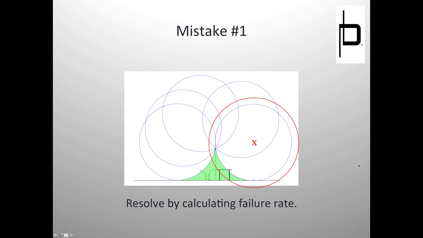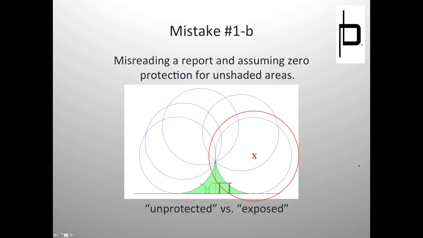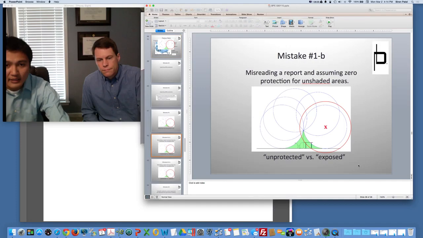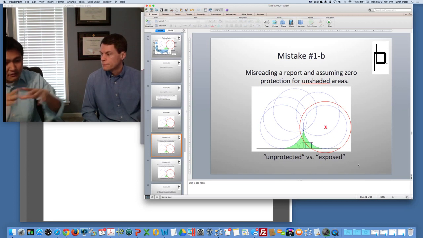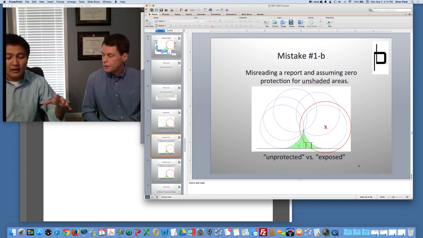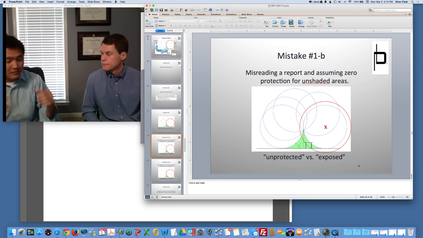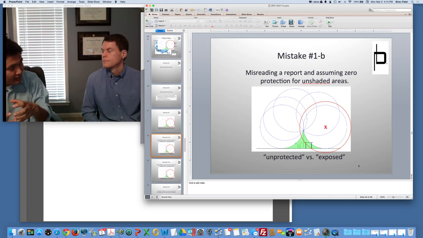All right, I'm going to call this mistake 1B. This is misreading a report and assuming zero protection for unshaded areas. So let's say we do a lightning design, and we've created a plan view and we've shaded all our areas that fall under tents and under these witches' hats and all this stuff. This is kind of the opposite problem. Just because something is outside of that shaded area doesn't mean it's unprotected.